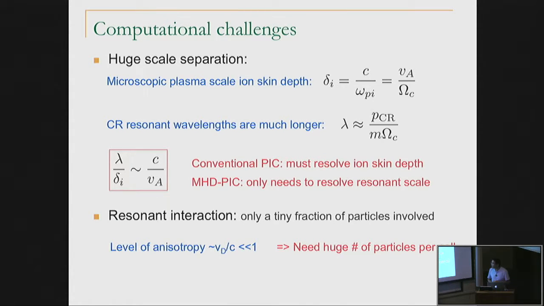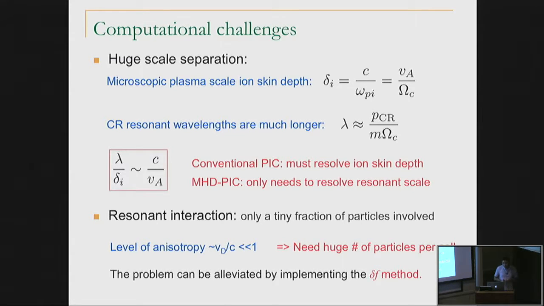And there is another challenge, which is that this instability arises from resonant interaction, which means only a tiny fraction of the population of particles are in resonance with the wave. Because particles travel in all directions, only a tiny fraction of that full distribution is in resonance with the wave. So in order to capture this interaction, you have to use a huge number of particles per cell. And even with MHD-PIC, it is very challenging. But we are able to alleviate this problem by implementing a so-called delta f method.